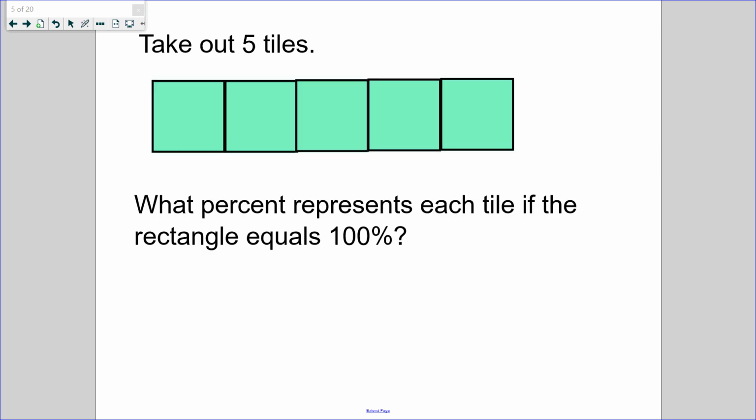First of all, we're going to do number tiles. Everybody needs 5 tiles. So take out 5 tiles. What percent represents each tile if the rectangle equals 100%? So if this is 100%, what percent would each tile be? 20%.